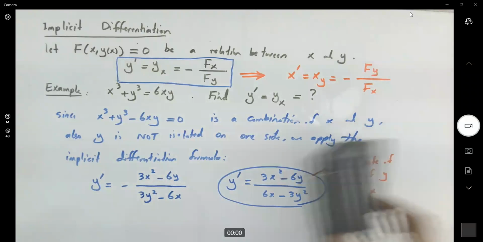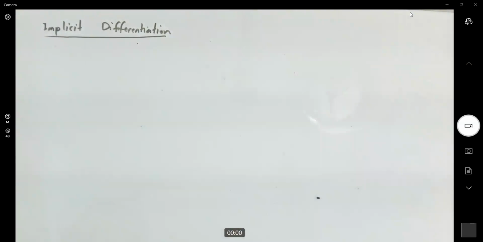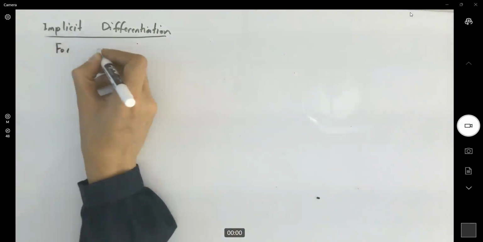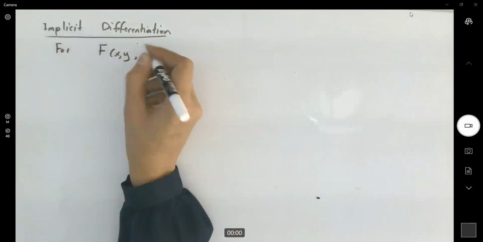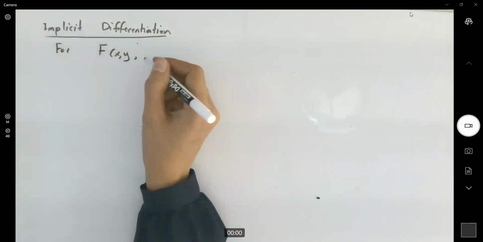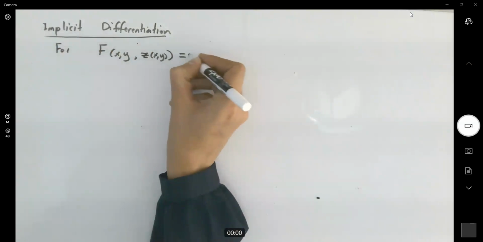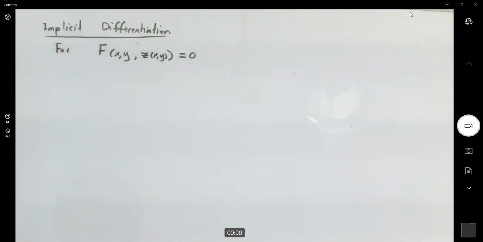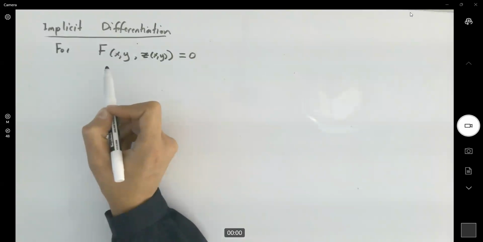Now, what if we have, for example, 3 variables involved? Let's see. Suppose we have the following scenario. For f of x, y, and the third variable like z, which depends on x and y, equal to 0, we can take the derivative of these variables with respect to others.